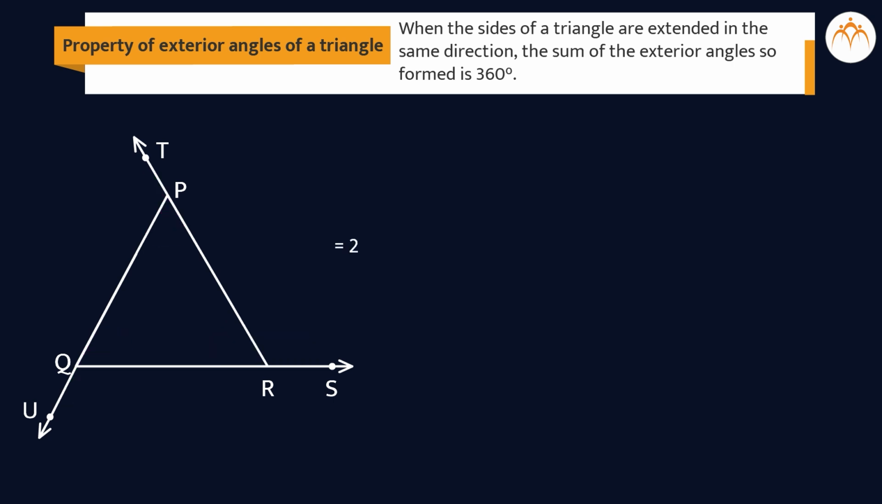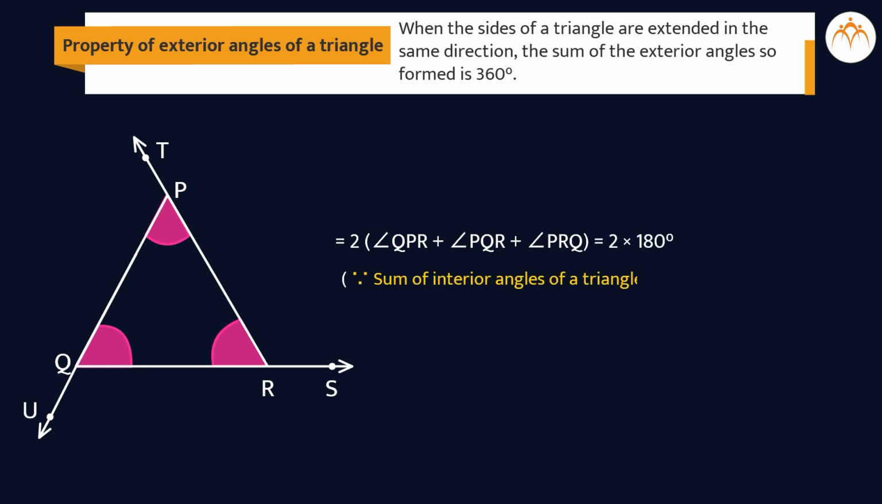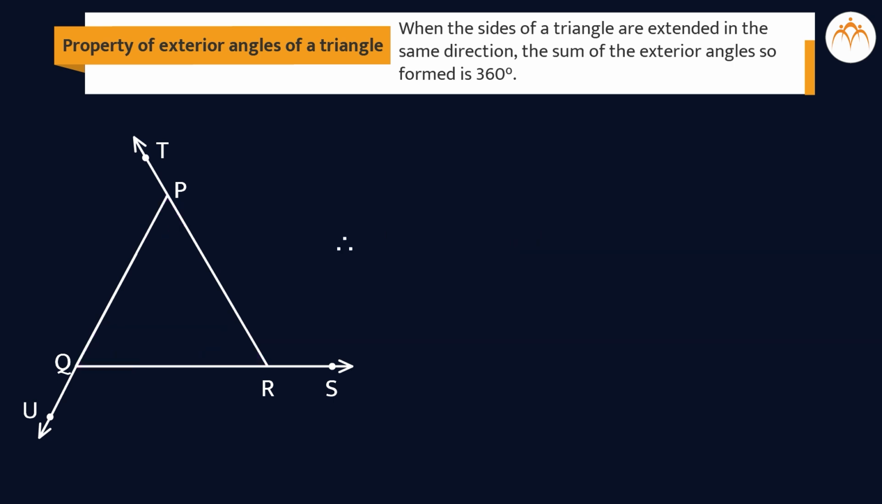That is 2 times measure of angle QPR plus 2 times measure of angle PQR plus 2 times measure of angle PRQ, which gives us 2 times in the bracket measure of angle QPR plus measure of angle PQR plus measure of angle PRQ is equal to 2 times 180 degrees. Sum of interior angles of a triangle is 180 degrees, which is equal to 360 degrees. Therefore, measure of angle QPT plus measure of angle RQU plus measure of angle PRS is equal to 360 degrees.